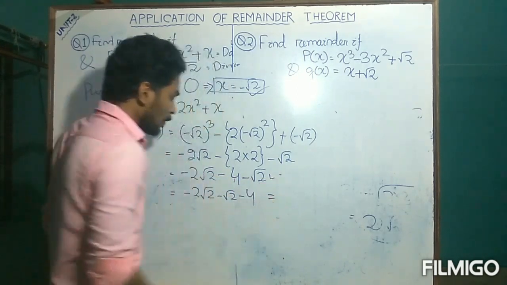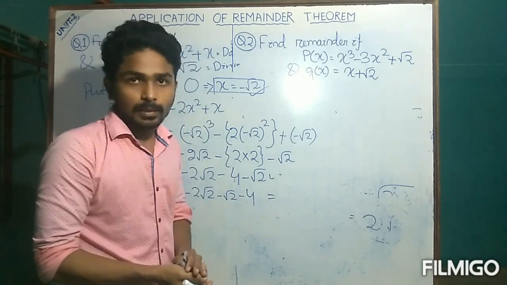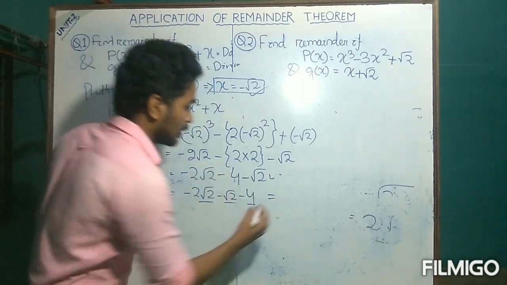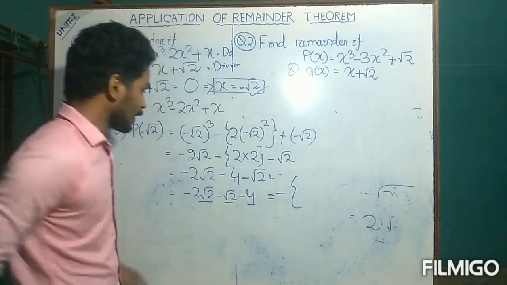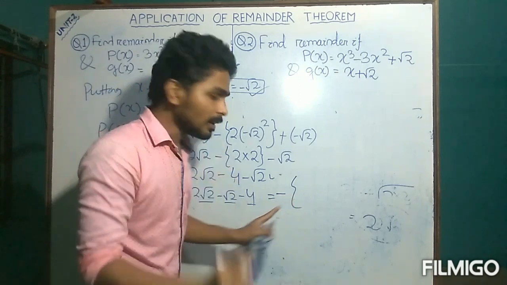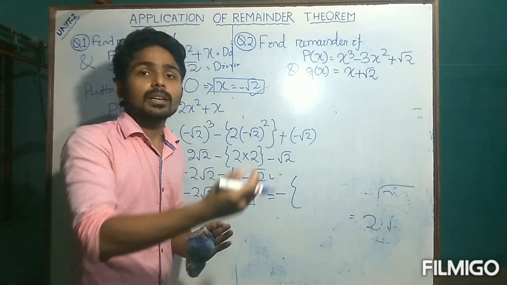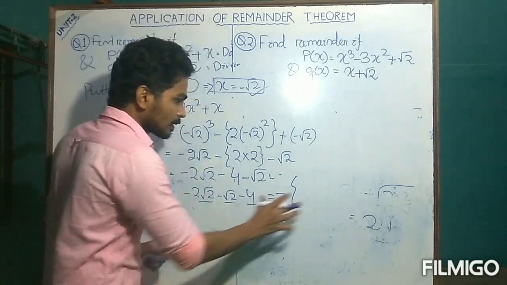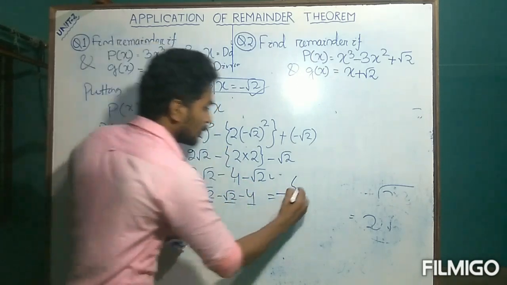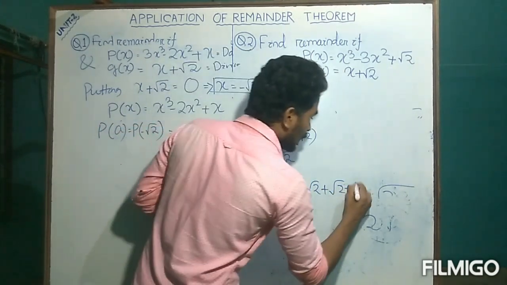Then we have to take the minus sign as common from all the terms. Okay, from all these 3 terms, we have to take minus as common. Whenever you keep in mind, whenever a minus sign is taken as common, then inside the bracket, all the signs of the terms will be changed. So it will be 2 root 2, plus root 2, plus 4.